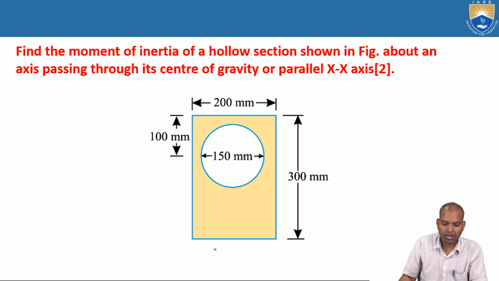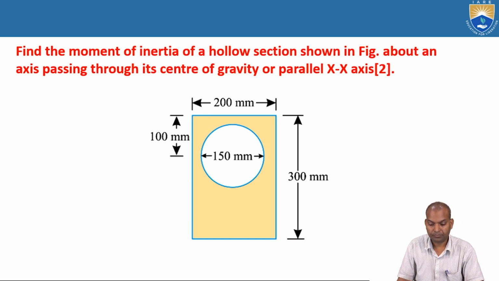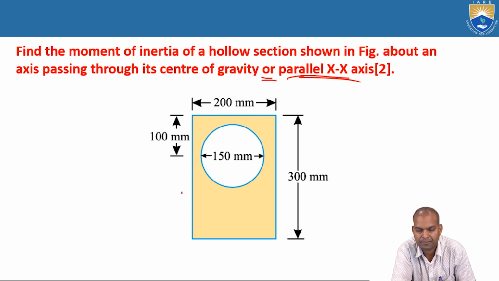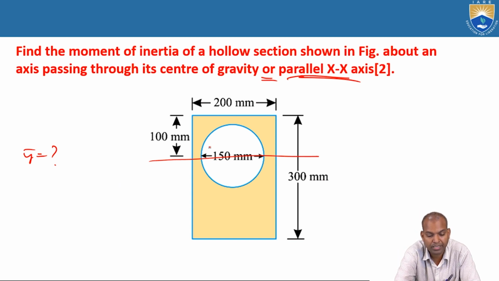Alright. Now, find the moment of inertia of a hollow section shown in the figure about an axis passing through its center of gravity, parallel to the x-axis. Parallel to x-axis means it is symmetrical about the vertical axis. So we have to find out the bar y here. After finding the bar y, by using the parallel axis theorem, we have to find the moment of inertia about an axis passing through its center of gravity, parallel to its x-axis.